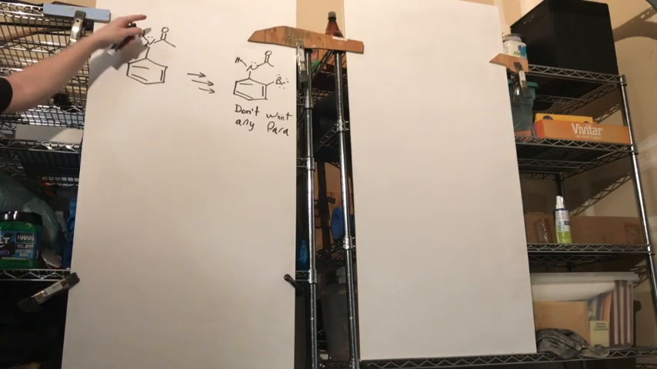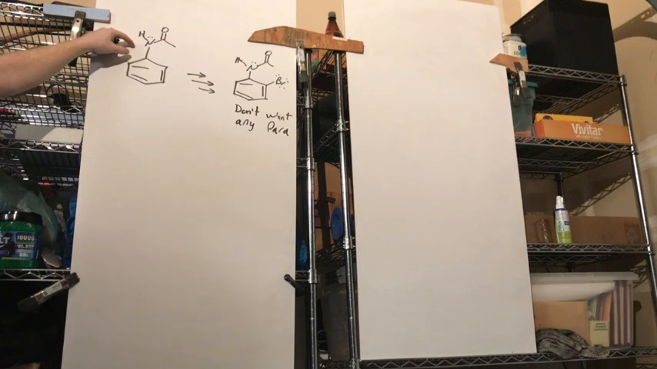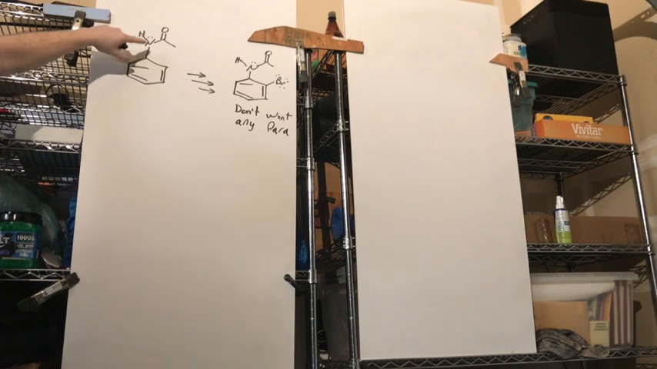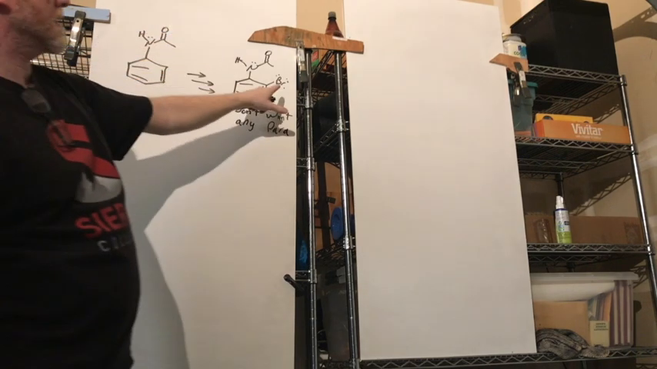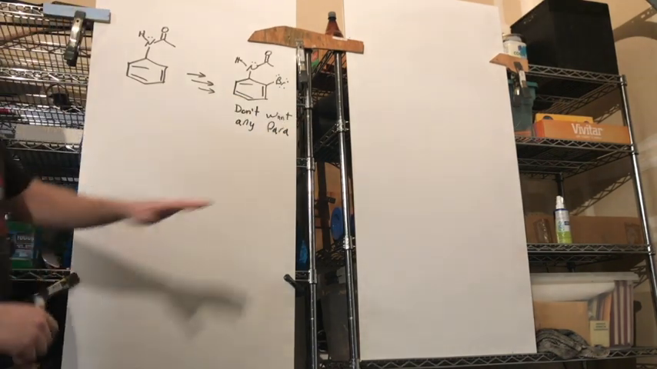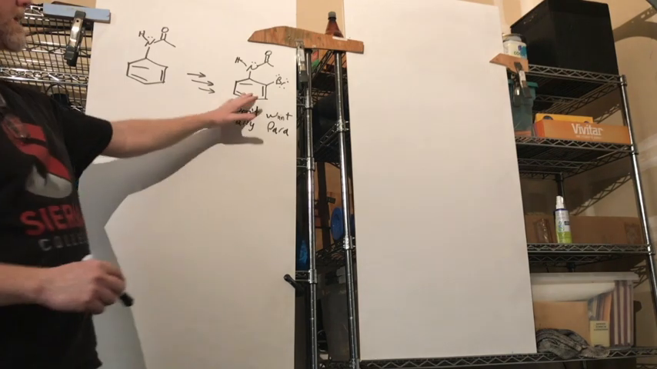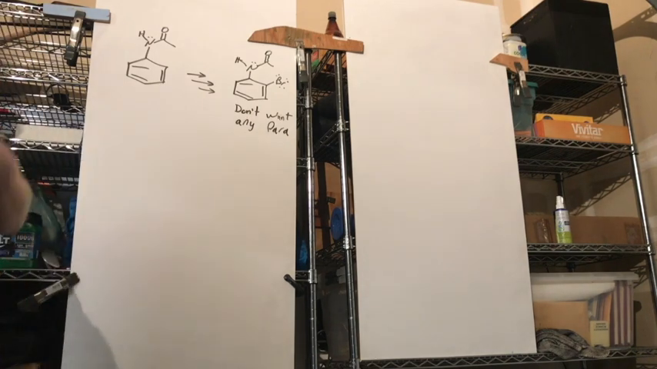Imagine you have this molecule here, acetanilide, and say you want to make this into a molecule with the ortho bromine and only ortho bromine. You don't want any para. How could you go about that without having to worry about getting any para there? Well, you can use the sulfonation reaction, which is reversible.